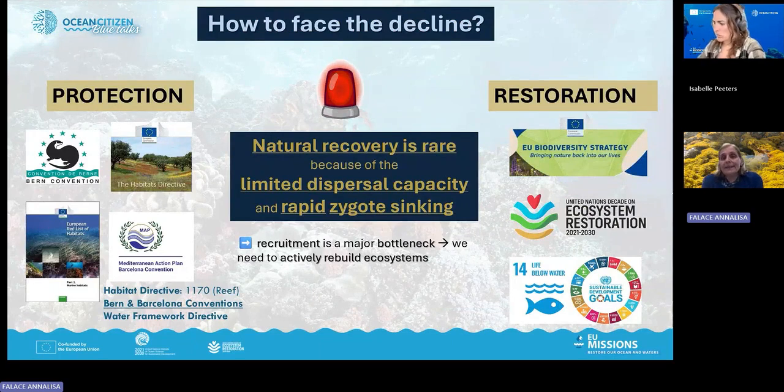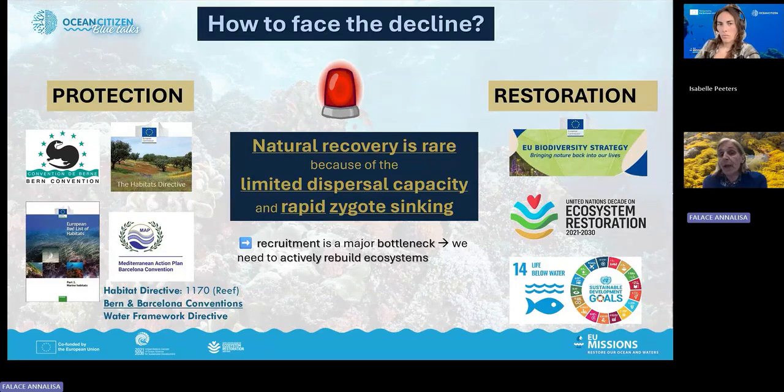So, how to face the decline of these macroalgal forests? For sure, protection is important: the protection of the remnant populations that we have. All the Cystoseira species are actually protected by the Bern and Barcelona Conventions, by the Habitats Directive and the Water Framework Directive. But when the populations have been lost, natural recovery is quite impossible.